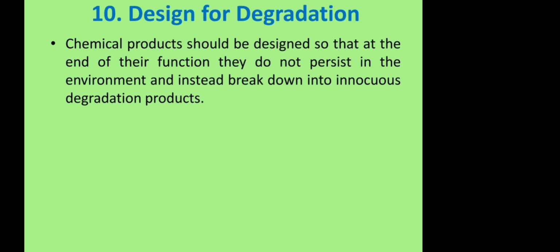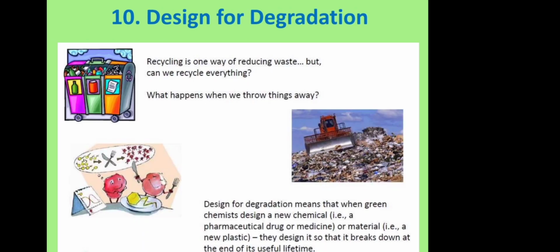10th one, design for degradation. Chemical products should be designed so that at the end of their function they do not persist in the environment and instead break down into innocuous degradation products. Recycling is one way of reducing waste, but we cannot recycle everything. What happens when we throw away things? Design for degradation means that when green chemists design a new chemical or material, like a paracetamol drug or medicine, or a new plastic, they design it so it breaks down at the end of its useful lifetime.